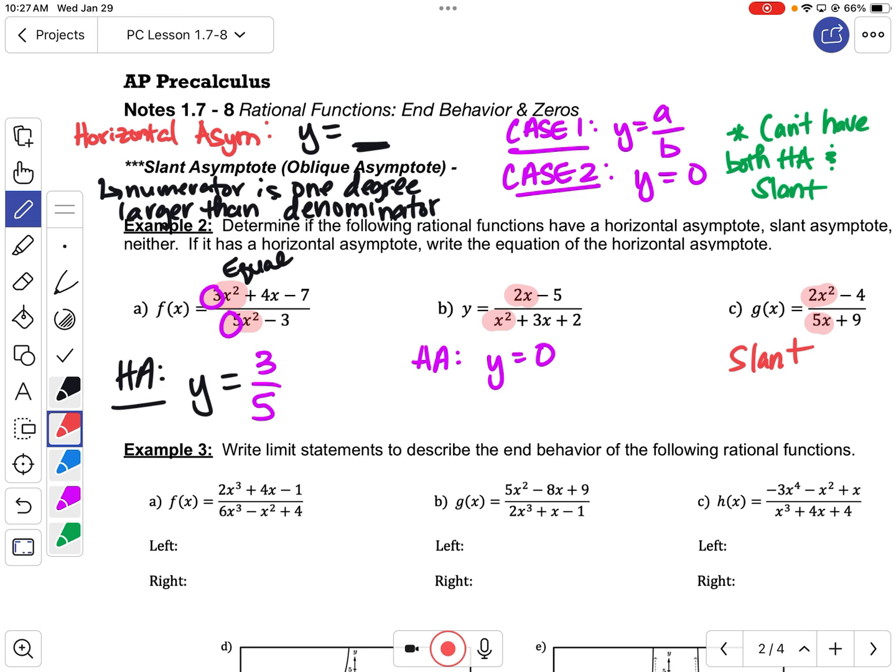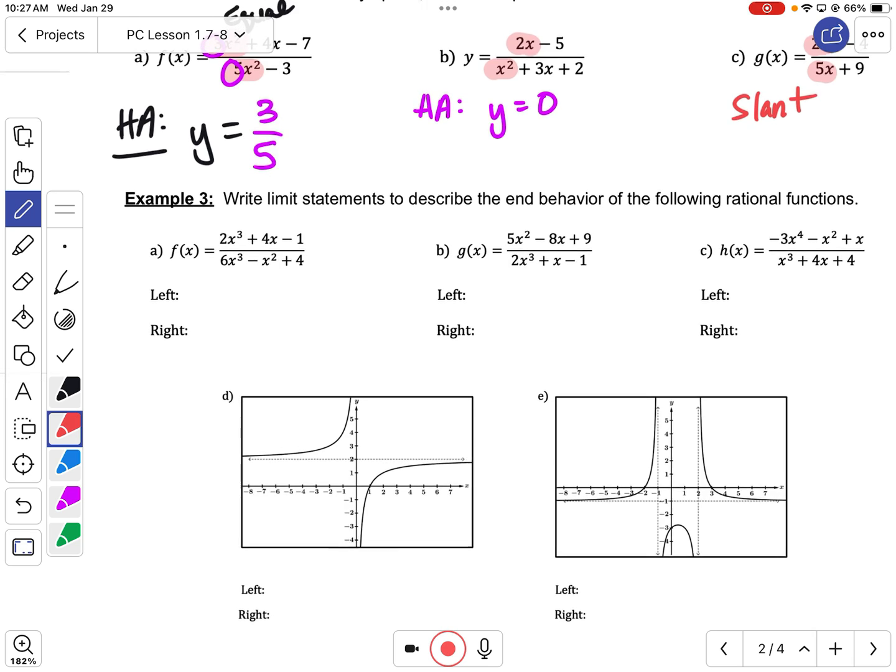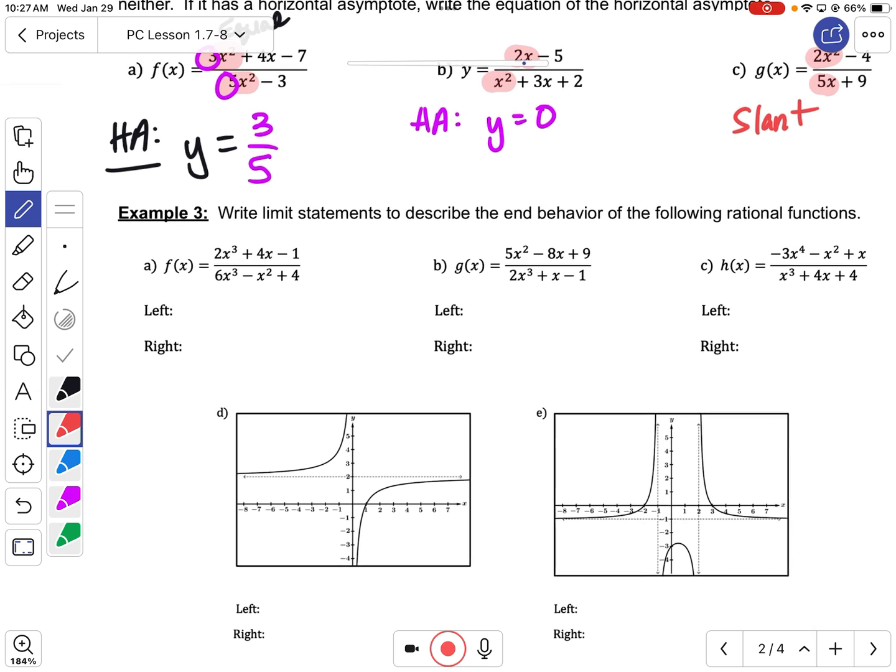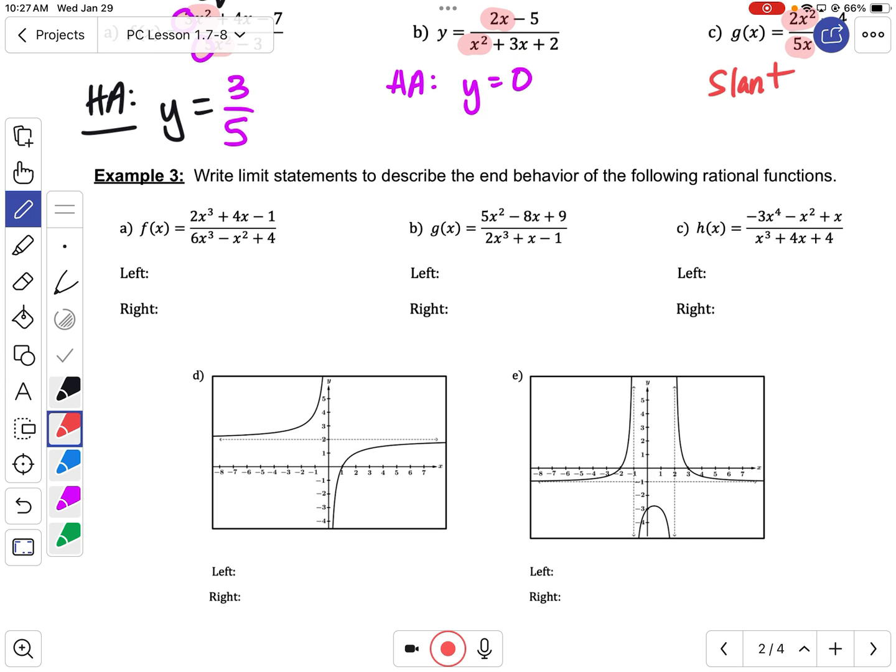Now let's take it one step farther with these next examples, because the asymptotes help me to know the end behavior. So this time we're going to write our 2 limit statements for our end behavior. Let's look at that first one together, then I'm going to let y'all practice these next ones.